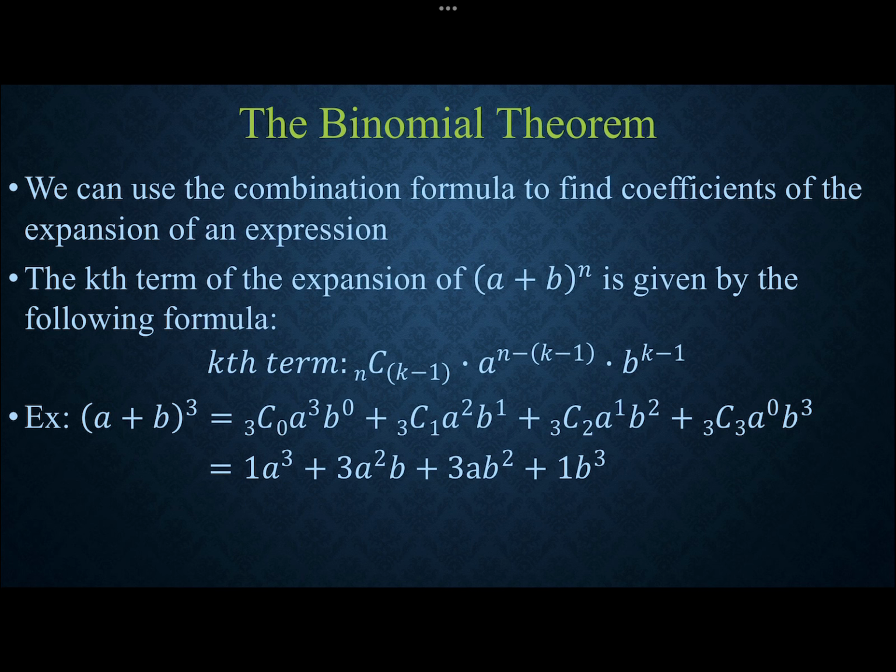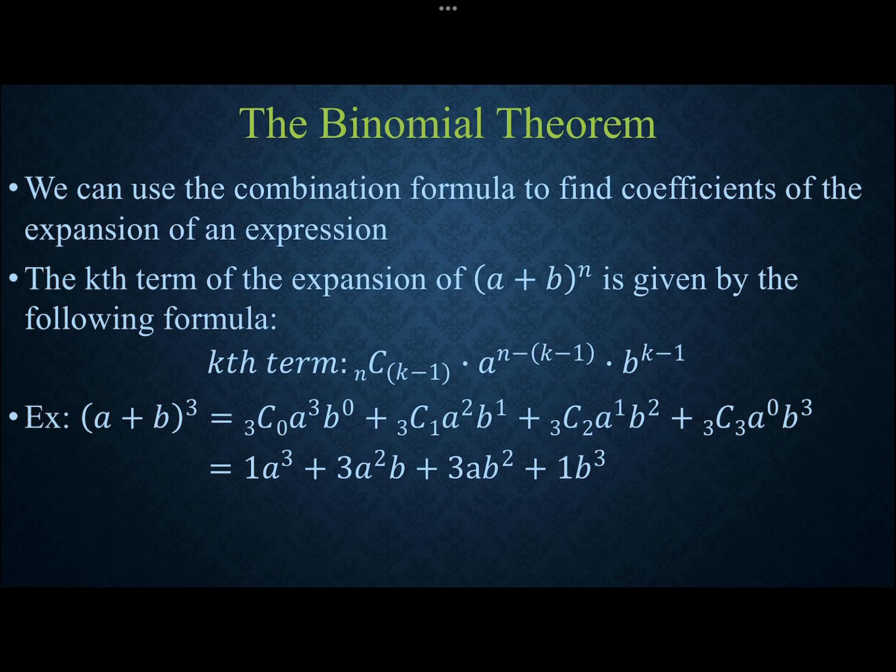in this case right here, we have (a+b)^3. See how it's 3C0? Because it's the first term, so k minus 1 is 0. a^3 b^0. 3C1, a^2 b^1. 3C2, a^1 b^2. And then 3C3, a^0 b^3. You'll find that 3C0 is 1, 3C1 is 3, 3C2 is 3, 3C3 is 1. So it's applying the numbers you find in Pascal's triangle.